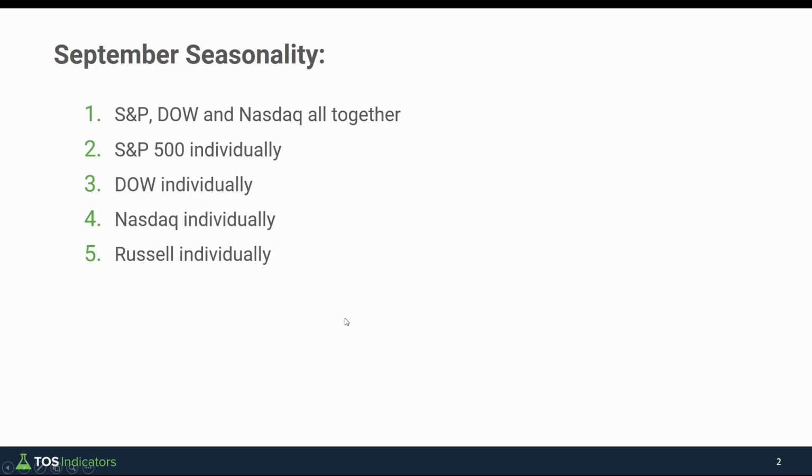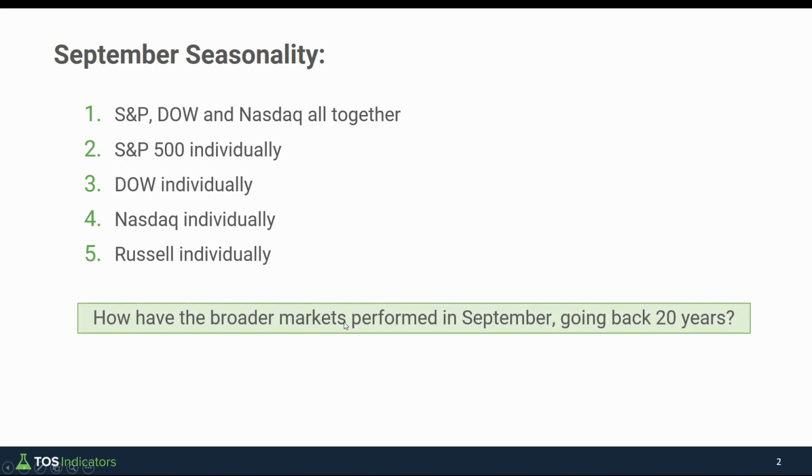The end goal that we're really looking to achieve here is to answer one simple question, and that's how have the broader markets performed in the month of September going back 20 years? Once we know the seasonal tendencies, we can also layer on what technical analysis is telling us to really get a full complete picture of what we think is likely to happen in the major index markets. Now let's dive into Thinkorswim and get started with taking a look at the three indices together first.